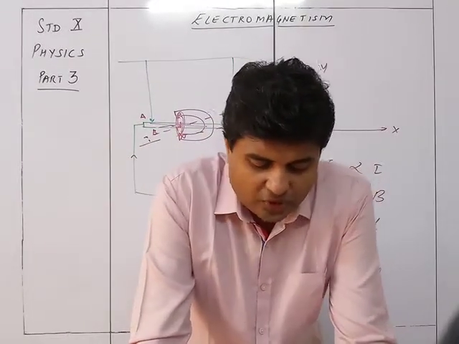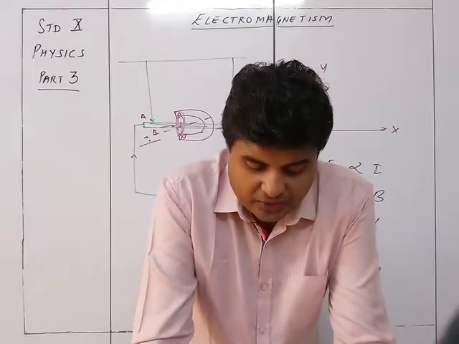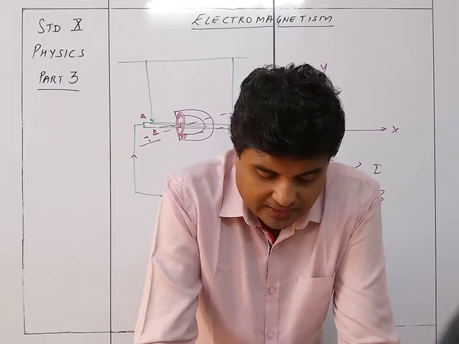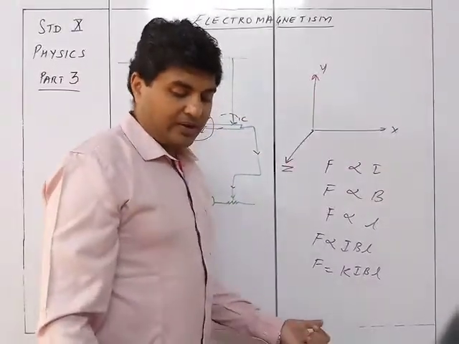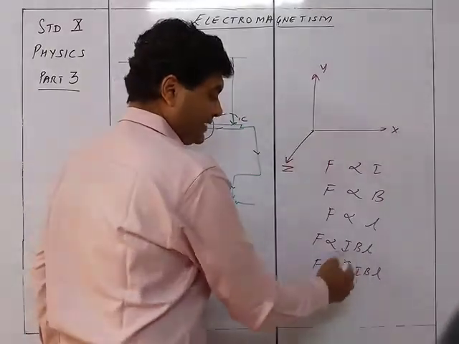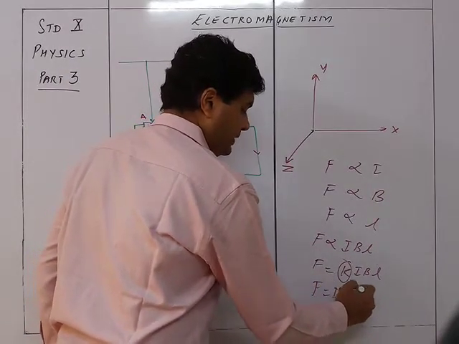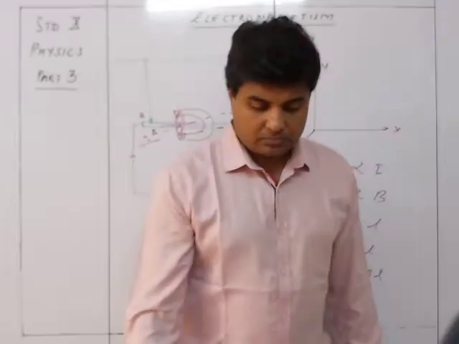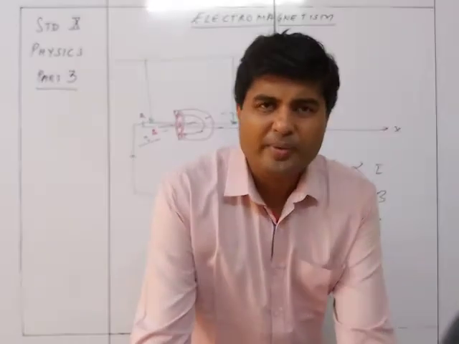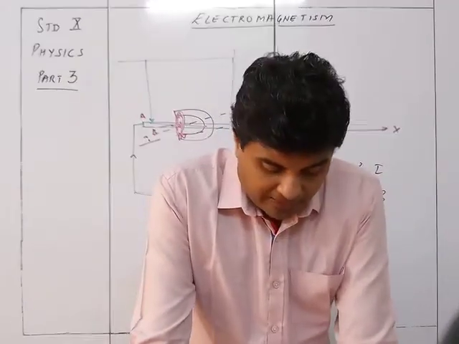K is a constant whose value depends on the choice of units. In SI units, the unit of B is such that K equals 1. So if K equals 1 in SI units, therefore F will be equal to IBL. That is not very important as there are no numericals, but you can keep it in mind.